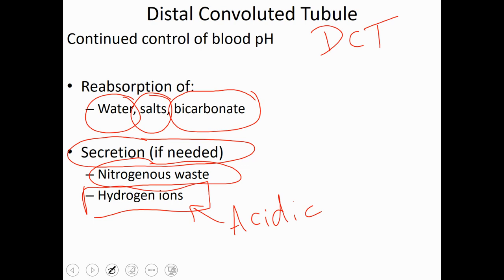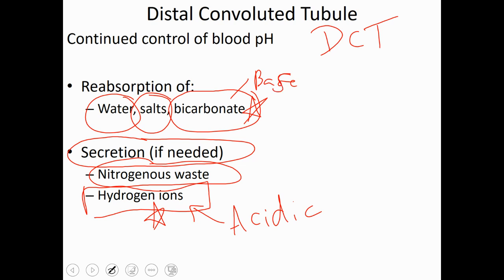So if our kidneys and our body is saying, hey, our blood is more on the acidic side, in the DCT, it might start kicking out hydrogen ions from the blood directly into that filtrate. If our blood is too acidic, it might start reabsorbing more bicarbonate as well, because this is a base, okay? So it all depends on what our blood is saying.